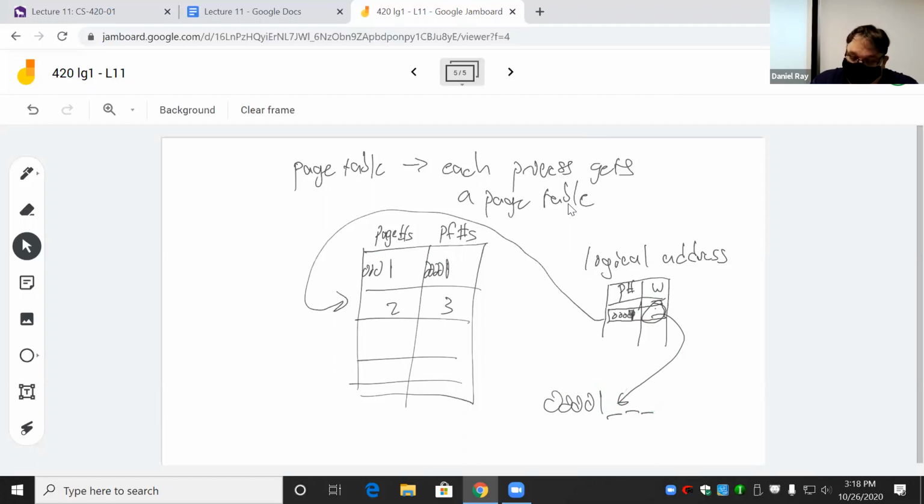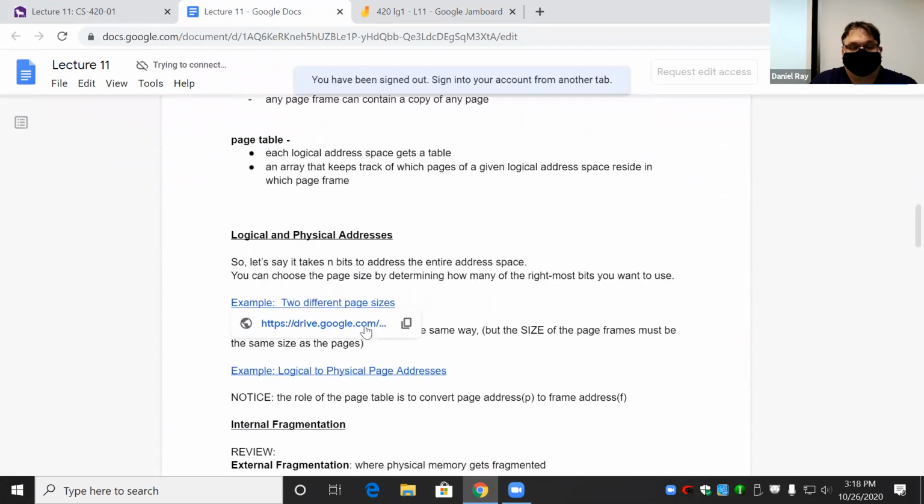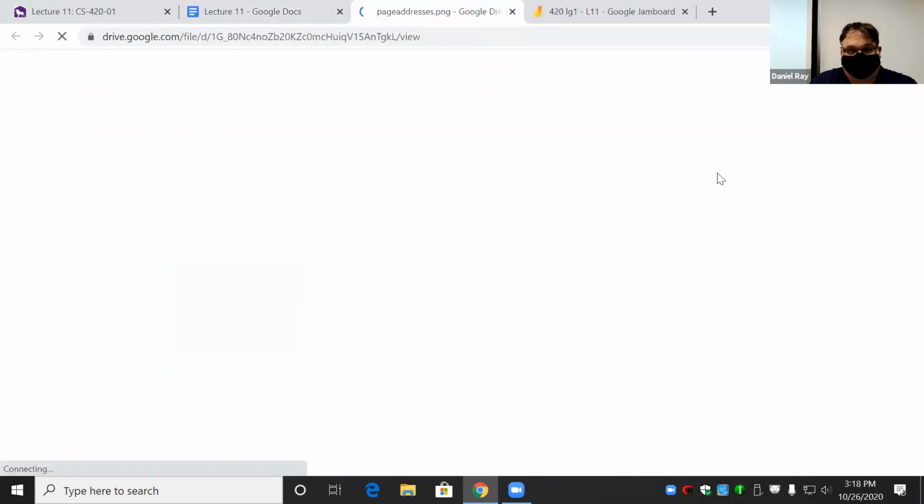And this is how we translate a virtual or logical address into a physical address when we're doing paging. Okay? I can do better than that. Y'all look confused. I have stolen a graphic directly from the book.